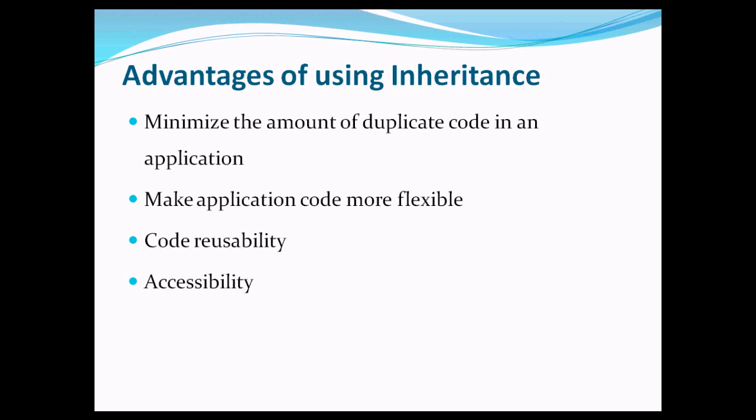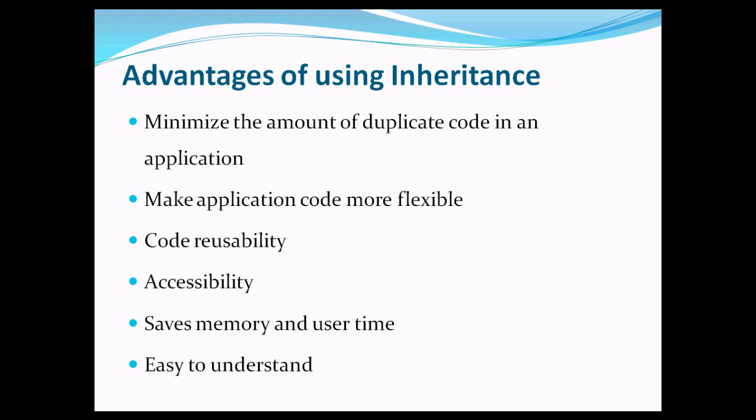Accessibility. While inheriting a parent class, the child class declaration specifies the access, whether it is private, public, or protected. So, one could restrict the visibility of the parent class to enhance security. Fifth point: saves user and memory time because the same code need not be written again and again. The sixth point: it is easy to understand a large program with the use of inheritance.